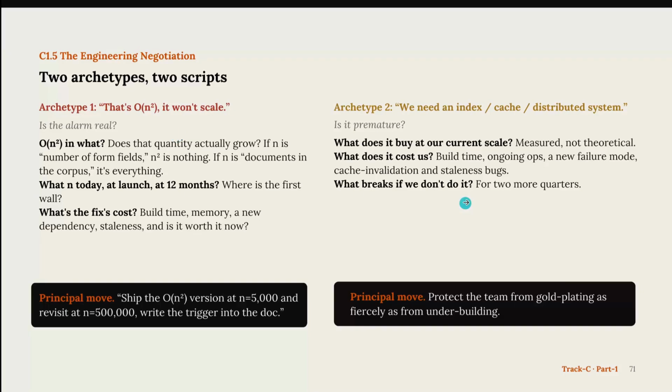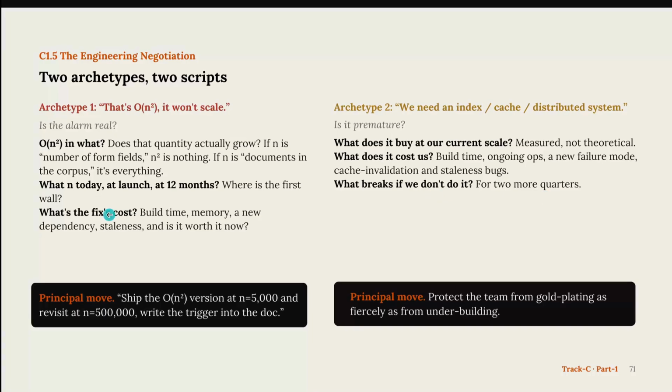Okay, and archetype 2 is, hey, we need an index or cache or distributed system. Are we building it prematurely? What does it buy at our current scale? Measured, not theoretical. We need to measure how much is the current requirement right now. What will it cost us in the future? Will it be build time, ongoing ops, a new failure mode, cache invalidation, or staleness bugs? So basically, we are asking, hey, what will be the tripwire? When will it break? What breaks if we don't do it? Yeah, for 2 more quarters.